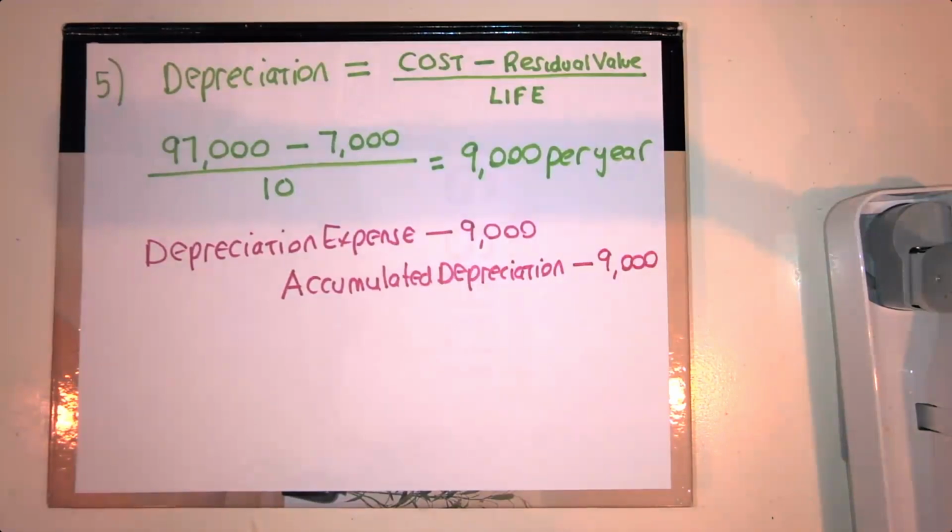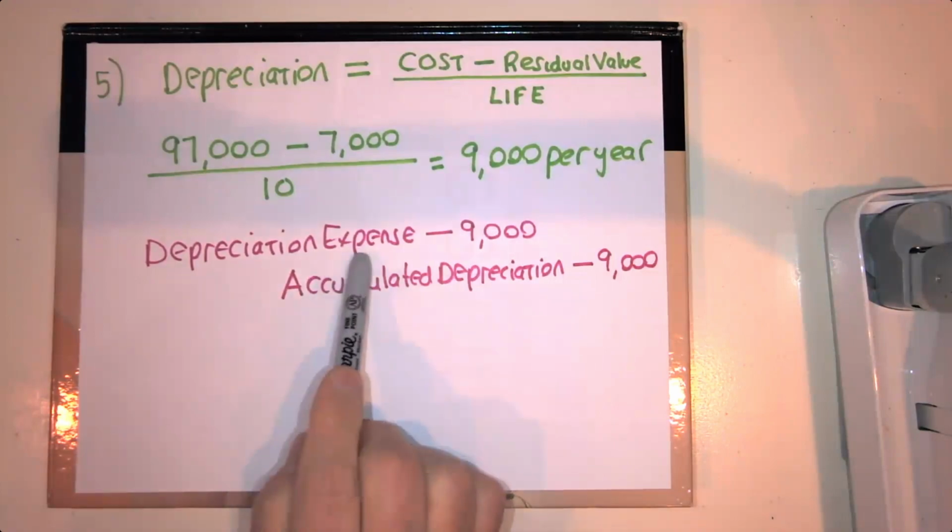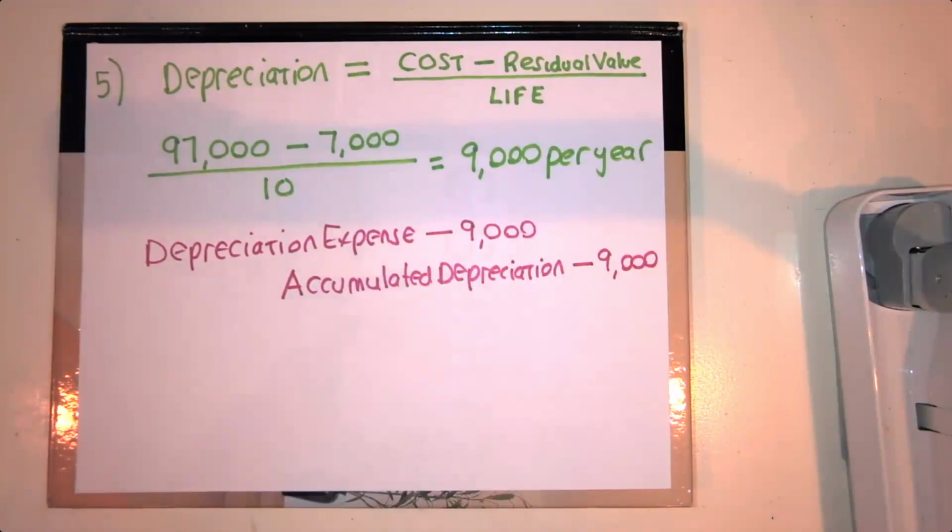And when I look at that adjusting entry, the depreciation expense, that one's kind of easy and obvious to me. I know it is an expense account. My goodness, it tells us right there in the name. It is an expense account. But Luke, the accumulated depreciation isn't quite as obvious.